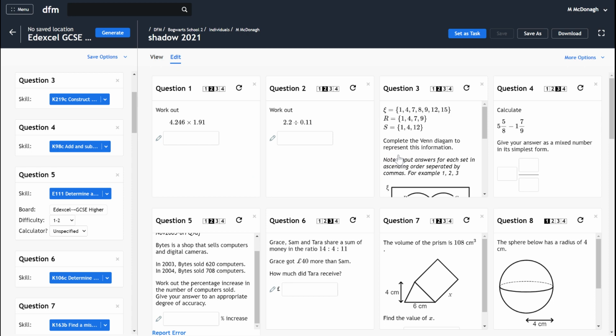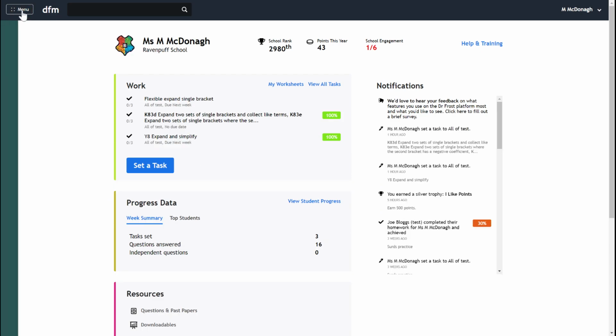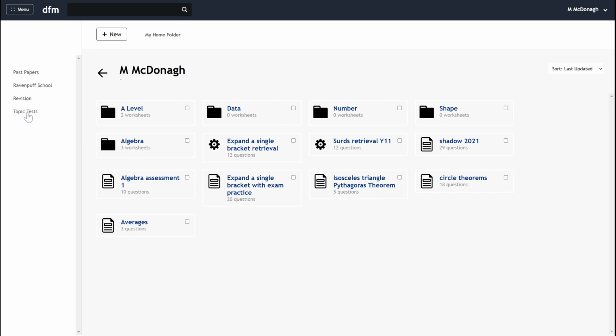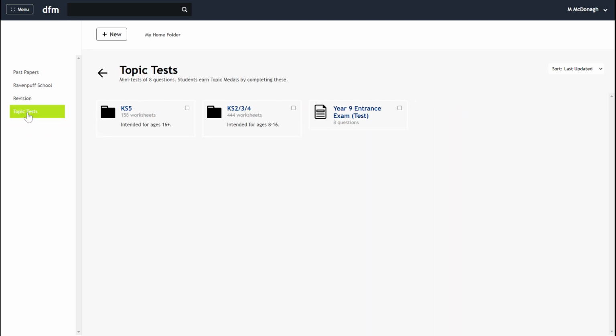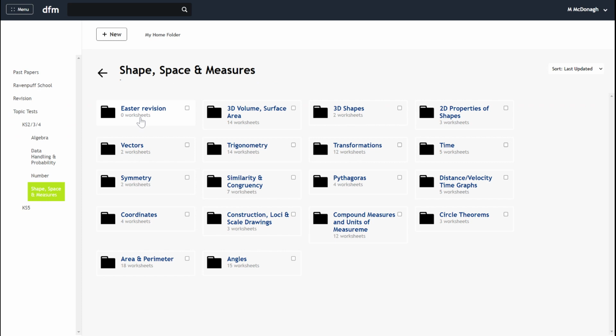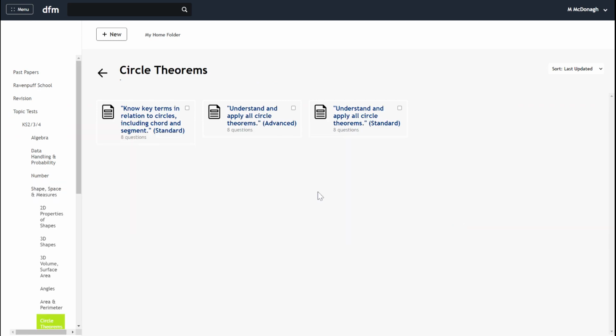So that's the idea for the shadow paper, but as I mentioned, you can actually do that anywhere on the site. For example, if I go into papers and worksheets again, this time perhaps we just want to take a topic test. These are topic tests that are on the site, freely available to everyone. Maybe I want to look at Key Stage 2 and 3. Maybe a shape, space and measure topic test. And perhaps I'm just interested in circle theorems, for example. We've got standard and advanced.